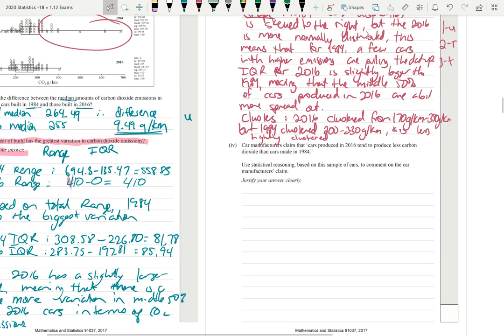Okay, so the last part of this question. Car manufacturers claim that cars produced in 2016 tend to produce less carbon dioxide than cars made in 1984. Use statistical reasoning based on the sample of cars to comment on the car manufacturer's claim and justify your answer. Okay, so just like the previous question was the analysis, this is your conclusion.